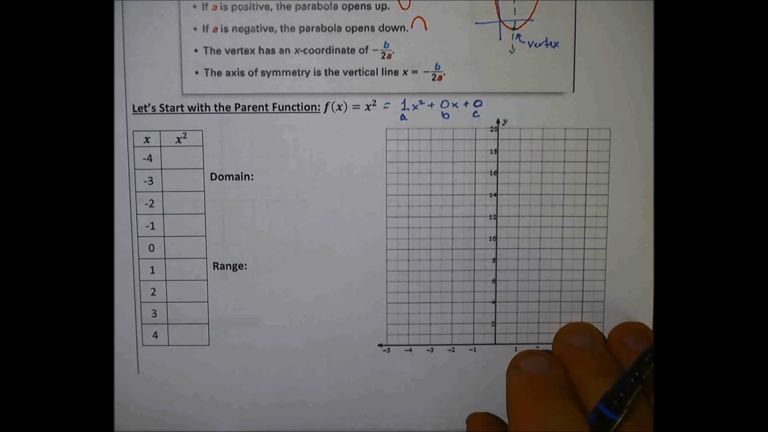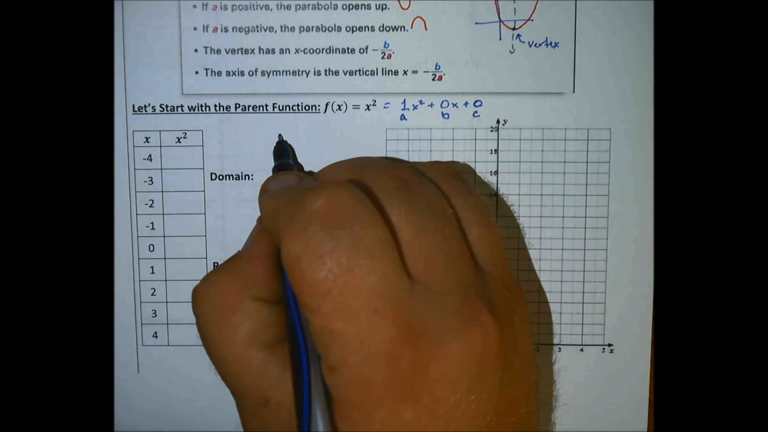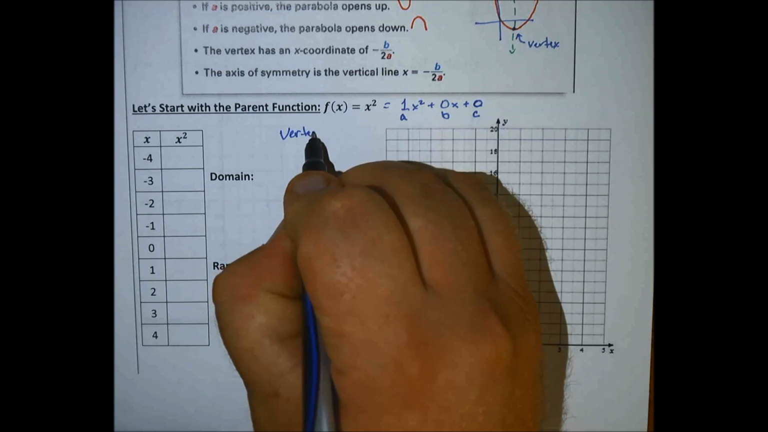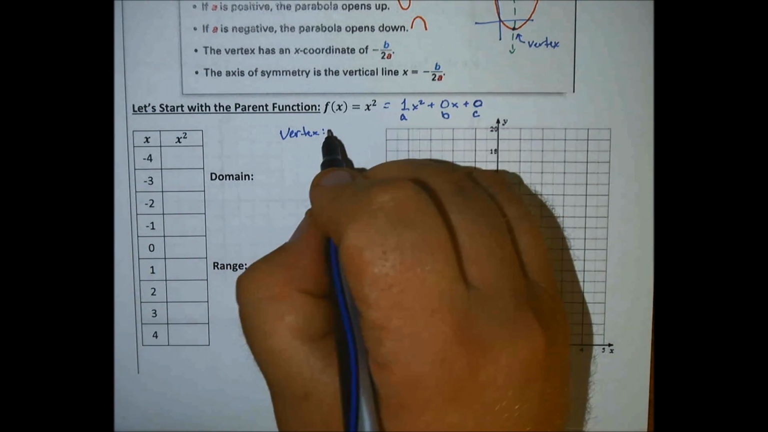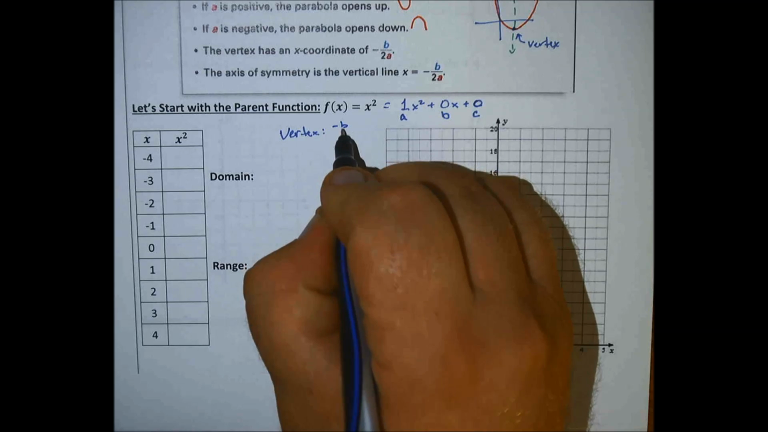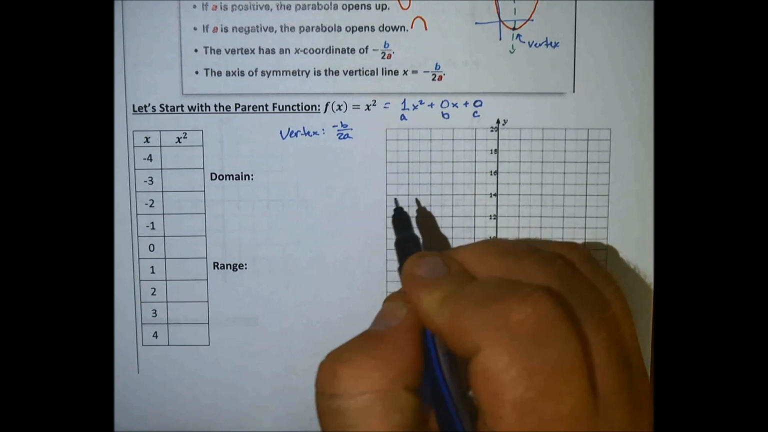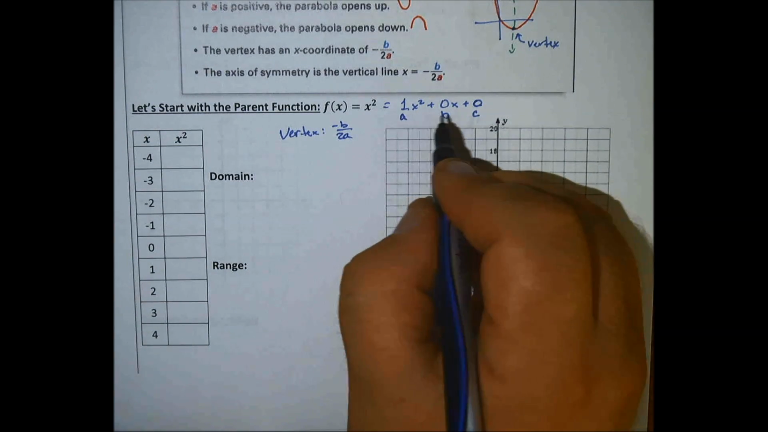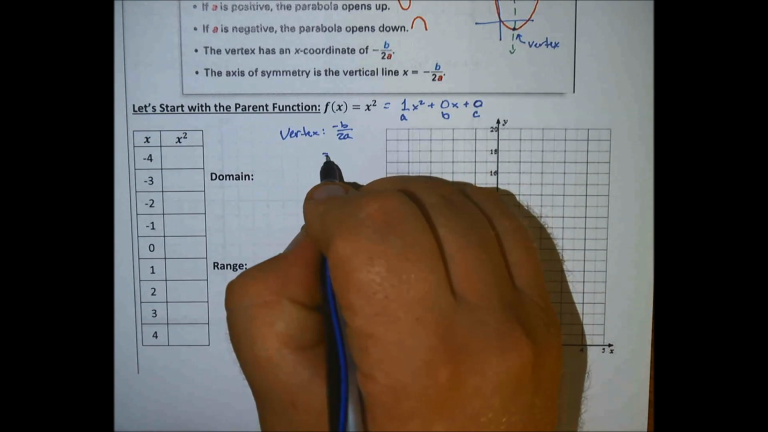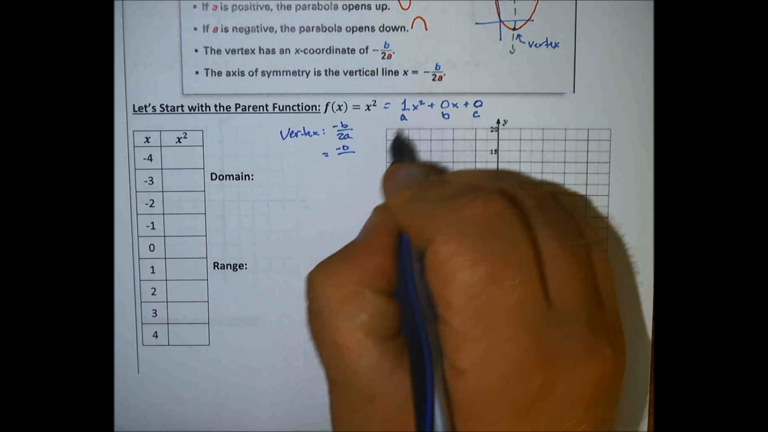So let's go ahead and start out by finding the vertex. So the vertex, the x-coordinate is at negative b over 2a. So negative b, which would be negative 0, over 2 times 1.